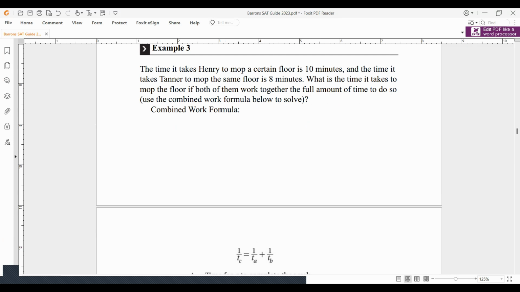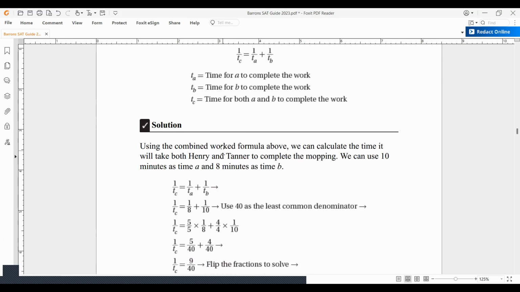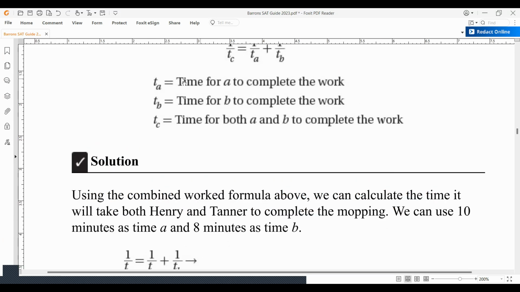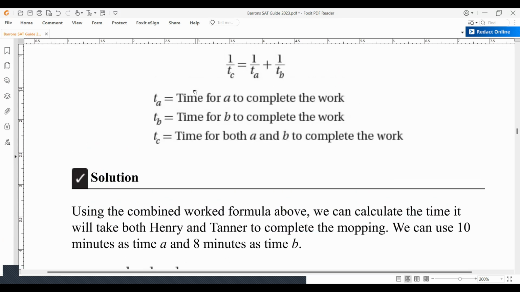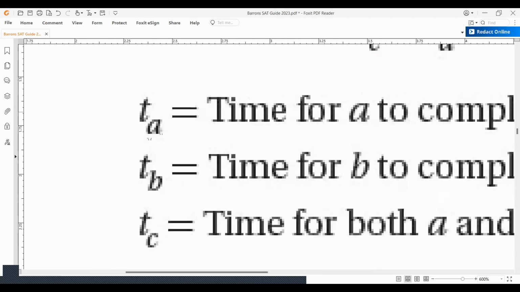So if we apply the combined work formula for the scenario of Henry and Tanner, then definitely we can find out what it is telling. Do you know what this is called? This is called the subscript. Okay, you can see a small a, right? A small a.